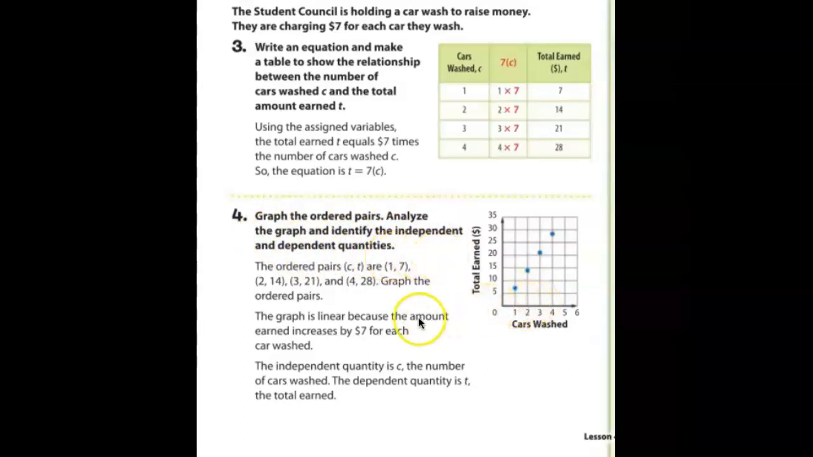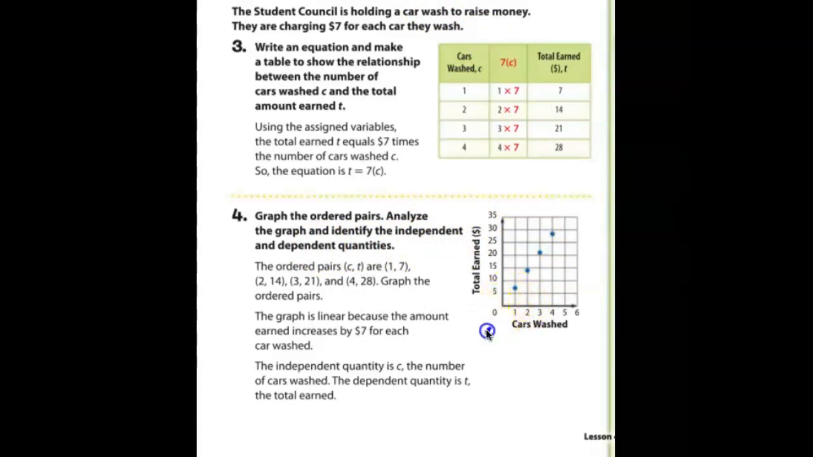Okay. So the first ordered pair, if we have cars washed, 1, and the total amount earned, 7, that's going to be represented by 1 comma 7. So in the graph, 1 comma 7, and then we have 2 cars washed, 14, 3 cars washed, 21, 4 cars washed, 28. So when we connect all of these together, it's going to ask us, okay, what do you notice about, analyze the graph? What do you notice about the graph?